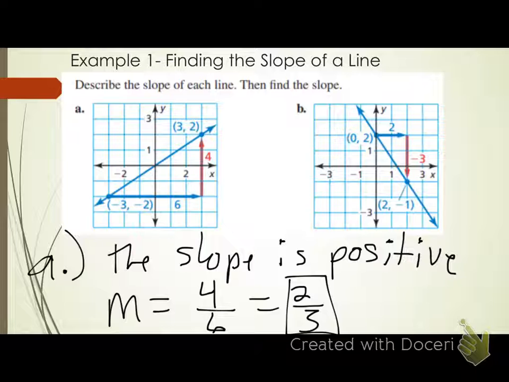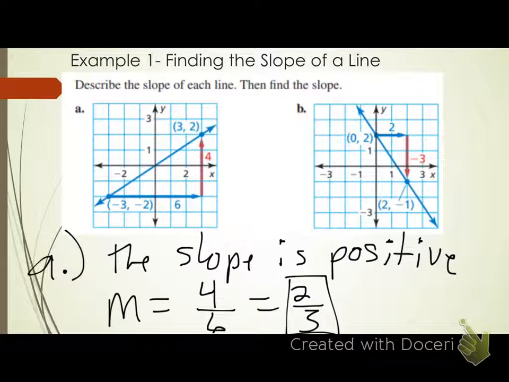Okay? Questions on A? Now, you don't always have to actually draw the triangle in there. Sometimes you can imagine the triangle in your head and ask yourself, how far do I get from this point to this point? So I would start here. How far do I go up to get from this point to this point? 4. 1, 2, 3, 4. How far do I go to the right? 6. If I go up, positive. If I go down, negative. If I go right, positive. If I go left, negative.